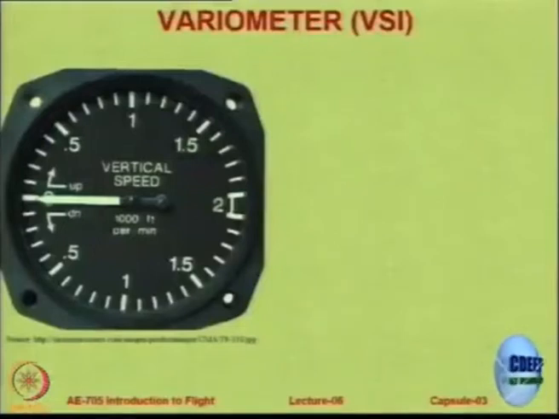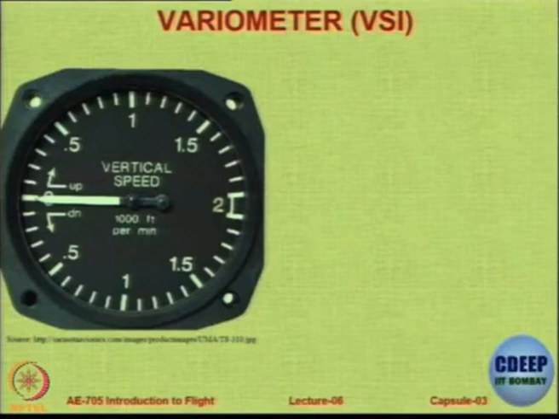Now, the same thing can be used with slight modifications to measure the rate of change of altitude, either positive or negative, because at any altitude there is a particular pressure that you expect. As the altitude changes, that pressure also keeps changing. So, the rate at which the pressure changes can also be measured and indicated to the pilot. That is called a variometer or the vertical speed indicator, VSI. So, how does the variometer work?